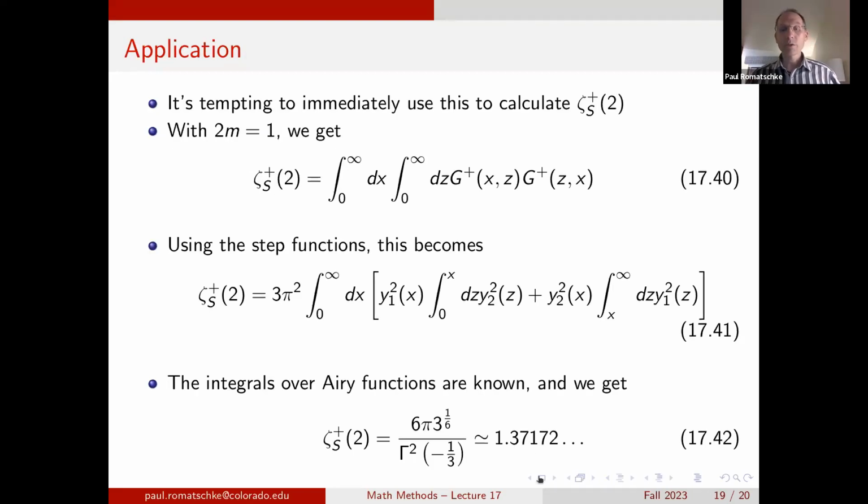Before summarizing, let me quickly point out that this was an example where we calculated zeta_s plus of 2, but we can do a similar construction for other zeta functions. In particular, we can do a construction for the Green's function in the parity odd subsector, and we will correspondingly get the zeta function in the parity odd subsector. We could also just add them up and get the zeta function outright, so not in any subsector, but just summed up. Or we can do similar constructions for the zeta functions for other potentials.